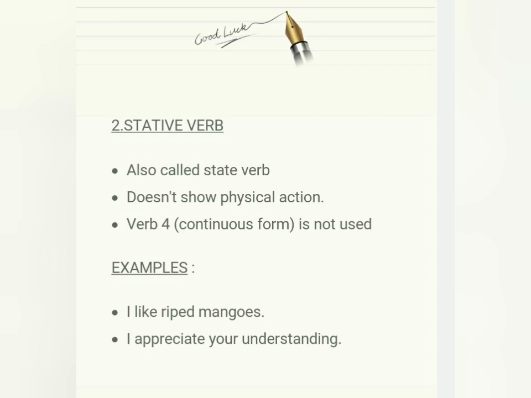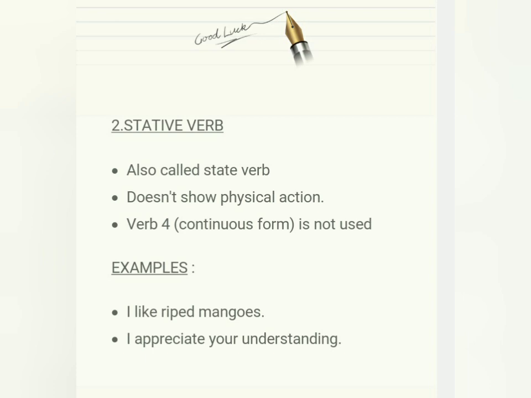For example, I like ripe mangoes. We will not say in these sentences, I liking ripe mangoes. It seems incorrect and wrong. Second one is, I appreciate your understanding. Because physical activity is not shown in the sentence, we will not add ing form of the verb.